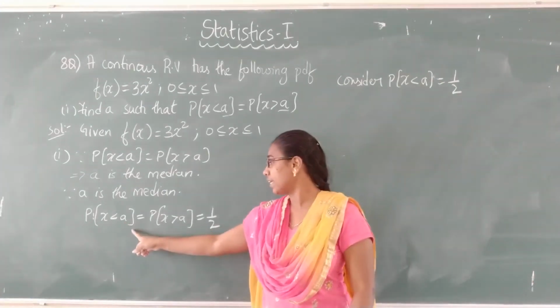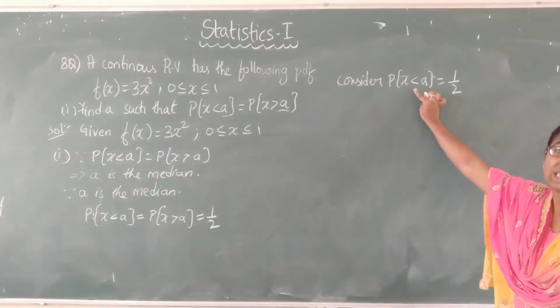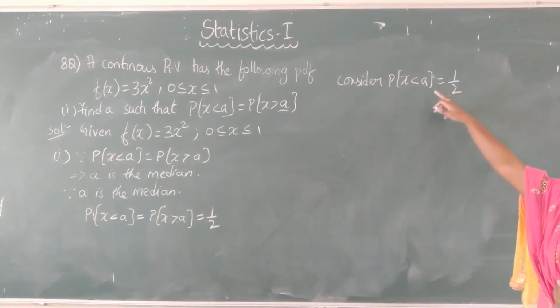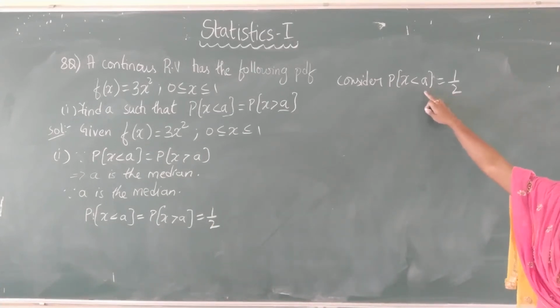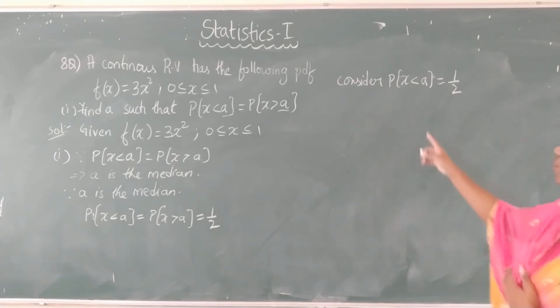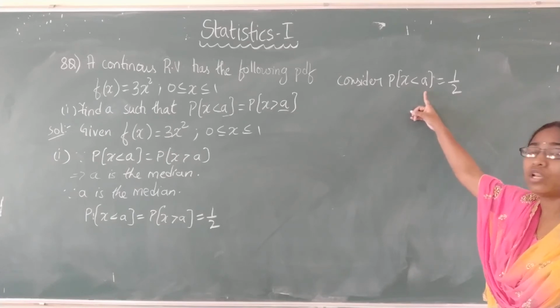x less than a equals 1 by 2. So p of x less than a. Less than a means up to a values. This will be the upper limit. A will be the upper limit, right? Whenever you have the probability x less than a particular value, that will be your upper limit.